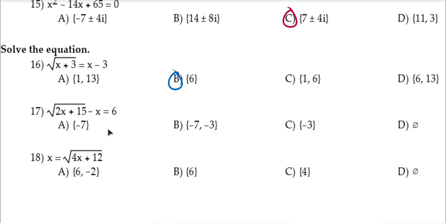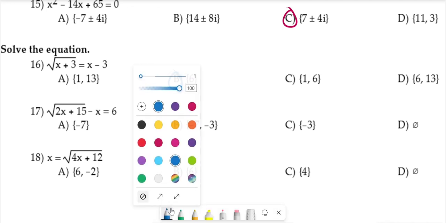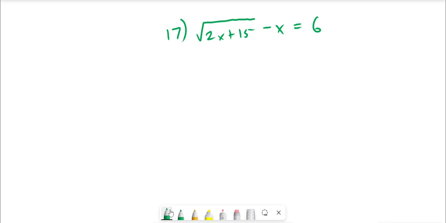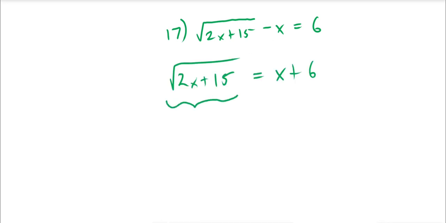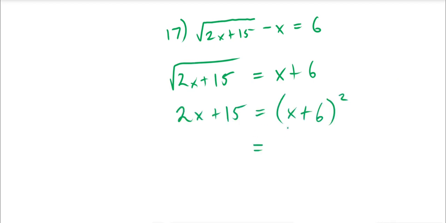Problems number 17 and 18 are similar, so pause the video and try them yourself. Let's see how you did. For 17, a key issue is going to be that we haven't quite isolated the square root yet. There's this mixture of square roots, but also regular x's on the left-hand side. So what we're going to want to do is first move that x to the right-hand side. Now the square root is the only thing that appears on this side, and so we can cancel it by squaring.